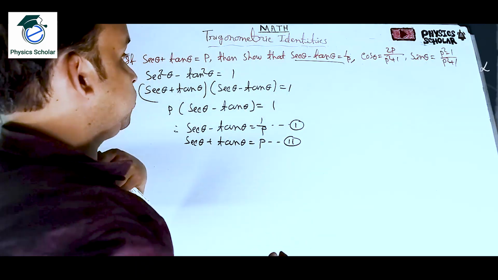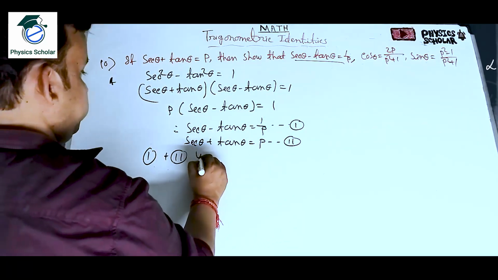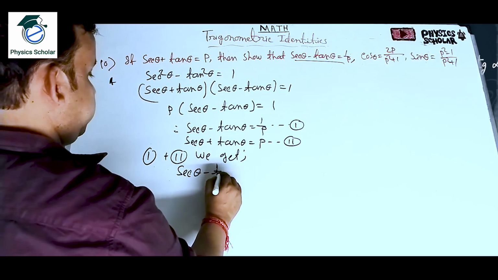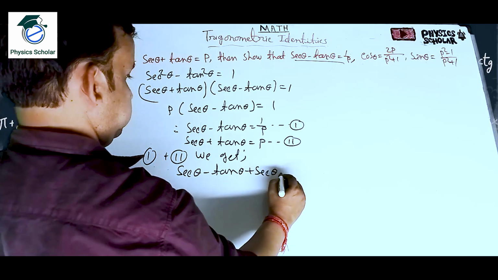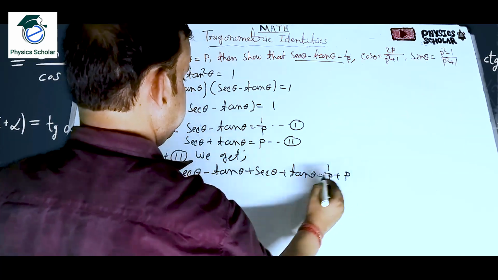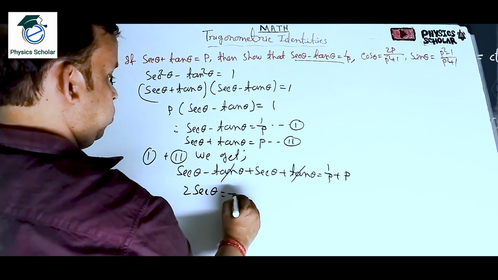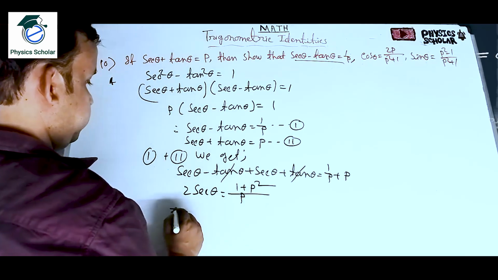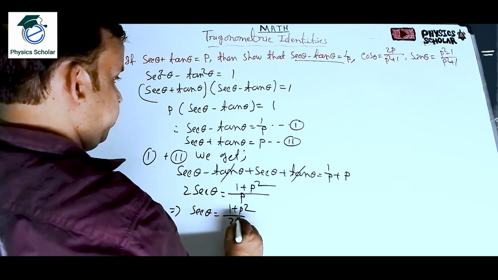Now we have to prove cos theta. Cos means what? Reciprocal of sec. So from equation number 1 and 2 you can get, so 1 plus 2 we get sec theta minus tan theta plus sec theta plus tan theta is equal to 1 by p plus p. Clear? So tan theta will be cancelled. So 2 sec theta is equal to, p will be the LCM, so 1 plus p square. Okay, that means sec theta is equal to 1 plus p square by 2p.